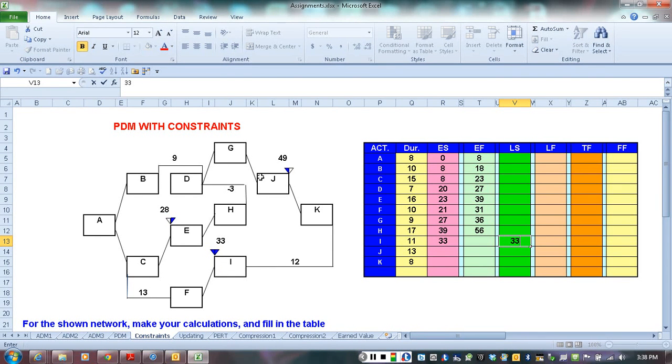Now going to activity J, and if it starts on day 33, it has a duration of 11 days, so the early finish is going to be day 44. Going to activity J, finish to start with G, so we have no lags, no overlaps, so 36.